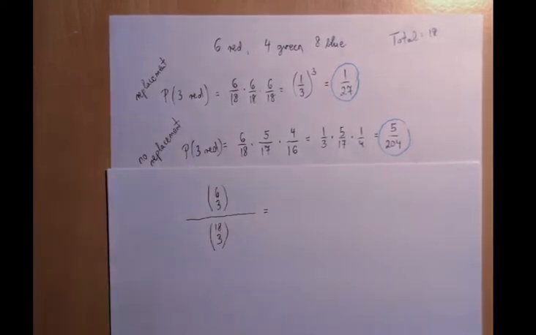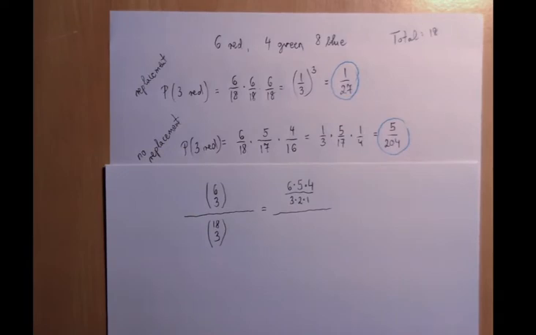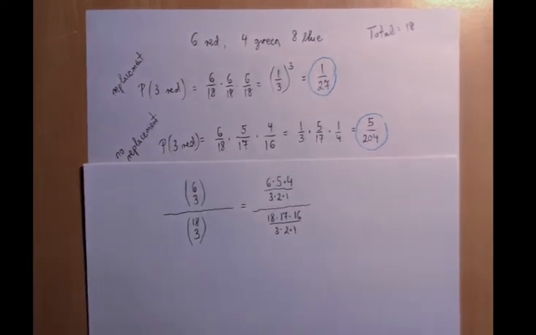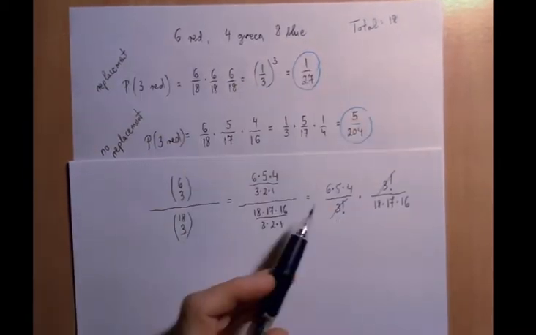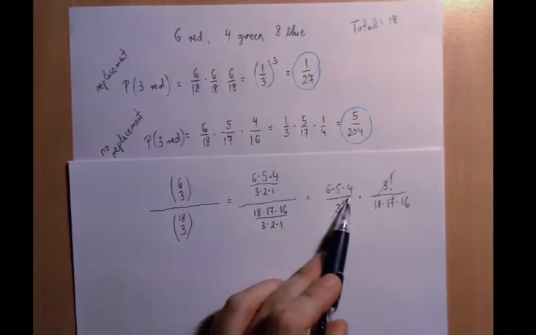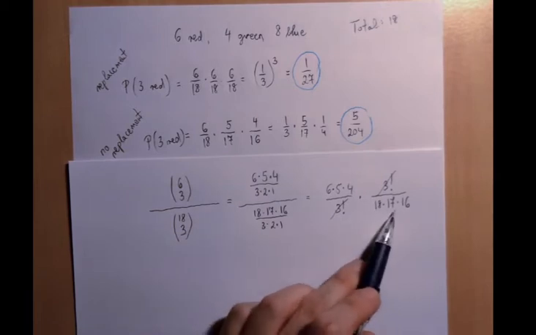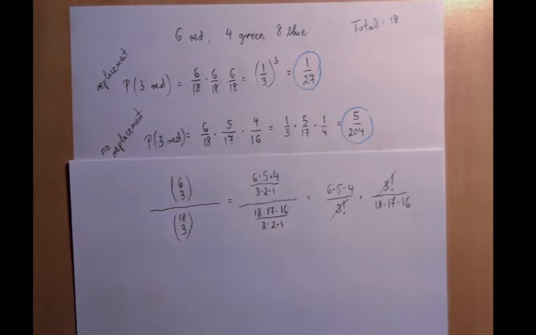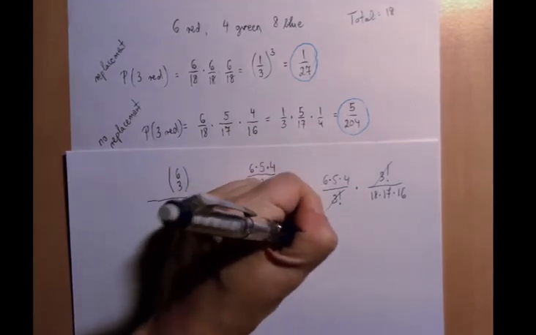Well, let's see. 6 choose 3 is 6 times 5 times 4 divided by 3 times 2 times 1. And 18 choose 3 is 18 times 17 times 16 divided by 3 times 2 times 1. To divide is to multiply by the reciprocal. And now if we cancel out the 3 factorial, look at this product in the numerator: 6 times 5 times 4, and in the denominator 18 times 17 times 16. So both approaches will give us the same answer, namely 5/204.